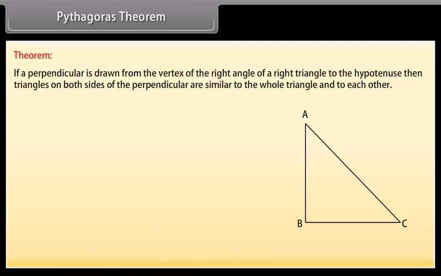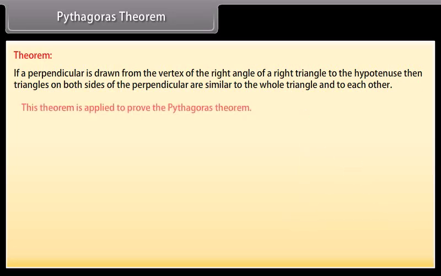Pythagoras Theorem. If a perpendicular is drawn from the vertex of the right angle of a right triangle to the hypotenuse, then triangles on both sides of the perpendicular are similar to the whole triangle and to each other. This theorem is applied to prove the Pythagoras Theorem.